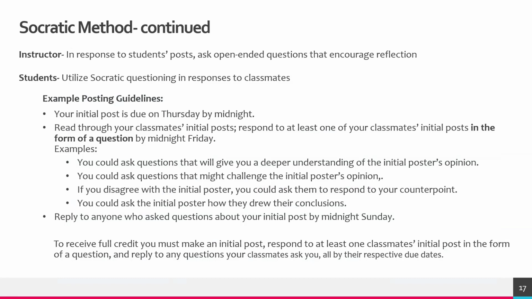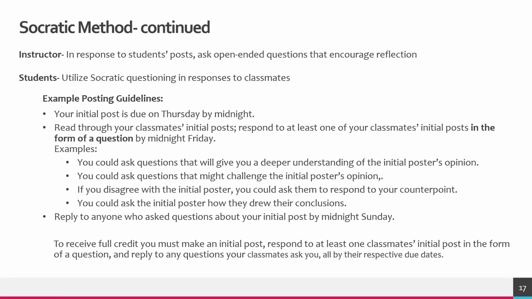which you don't necessarily have to tell them, hey, we're going to use the Socratic method, but here are some example posting guidelines that would basically encourage or force students to use the Socratic questioning method. So saying your initial post is due Thursday, read through the posts and respond to one of your classmates in the form of a question. So students don't even have the opportunity to say, I agree, because they're supposed to reply with a question. And then it gives examples of questions. And this goes back to the chart I just showed you with the types of Socratic questions. And then students would be required to reply to the questions that were asked on their post.